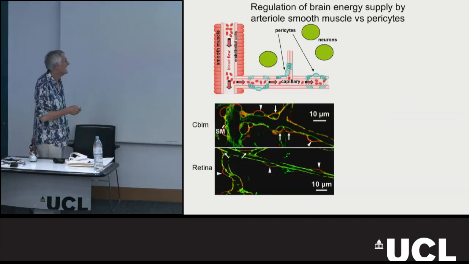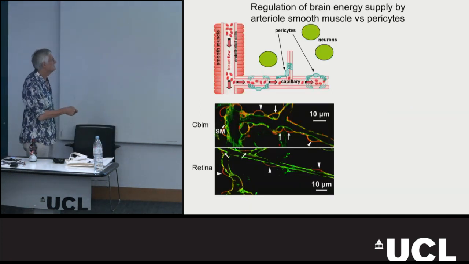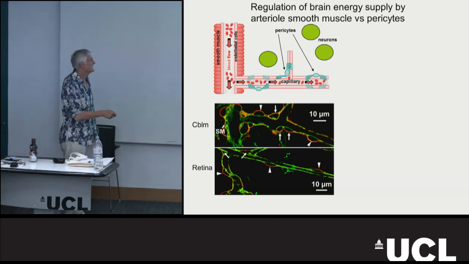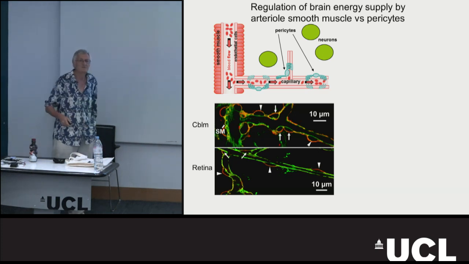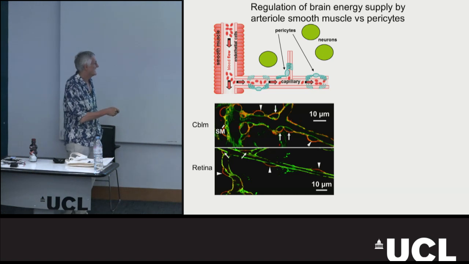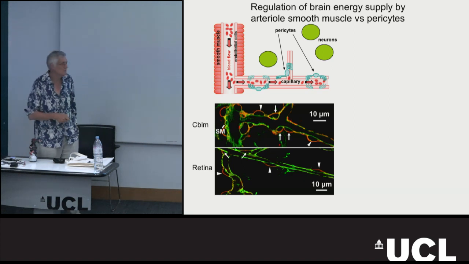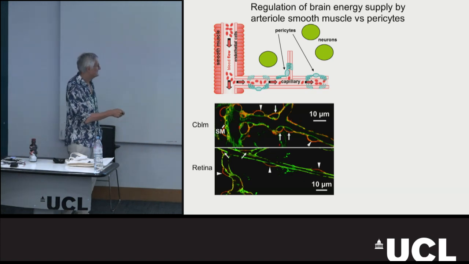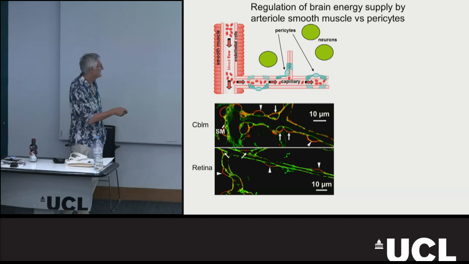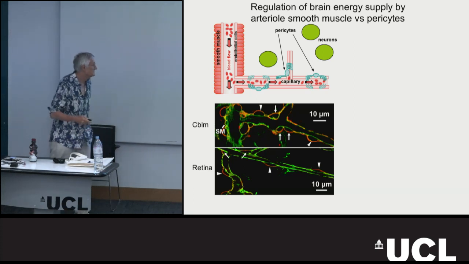This is what they look like. This is in the cerebellum. This is in the retina. The green label is isolectin B4, which labels the basement membrane, and so it outlines the capillaries. The pericytes are labeled with antibody to the proteoglycan NG2, which they express. So these red cells on the straight parts of capillaries and at their junctions are the pericytes.